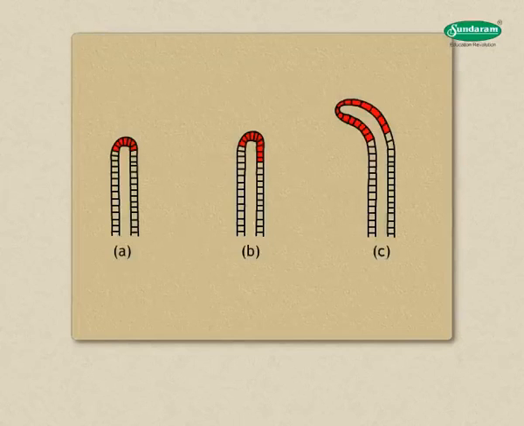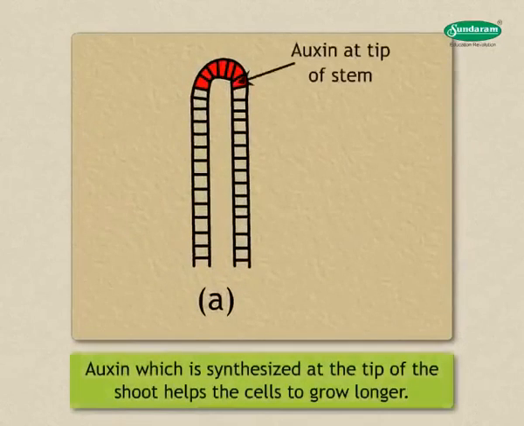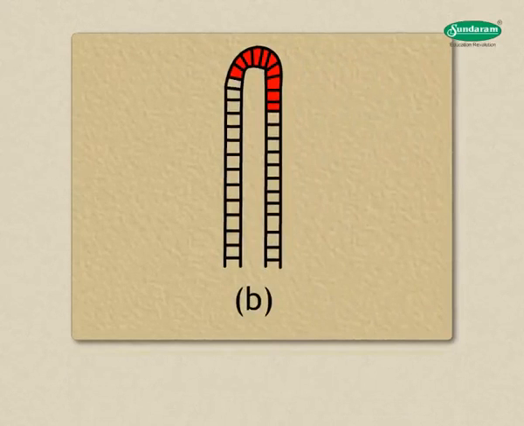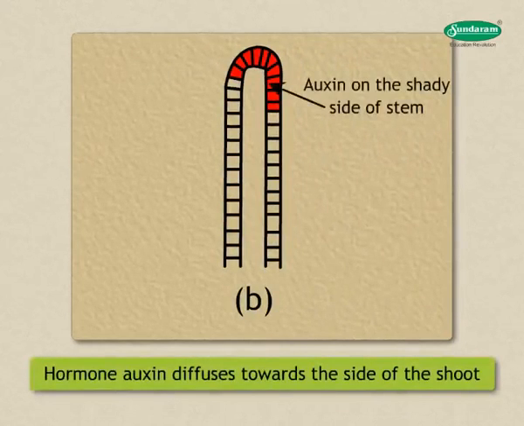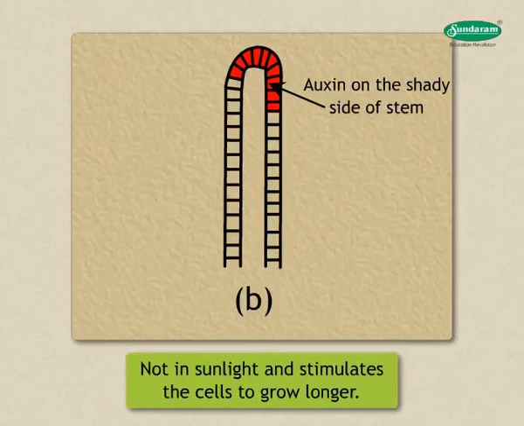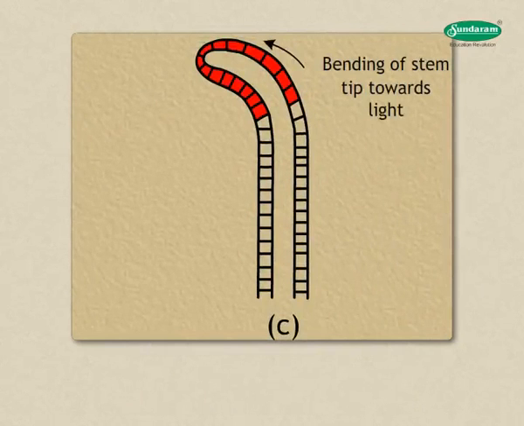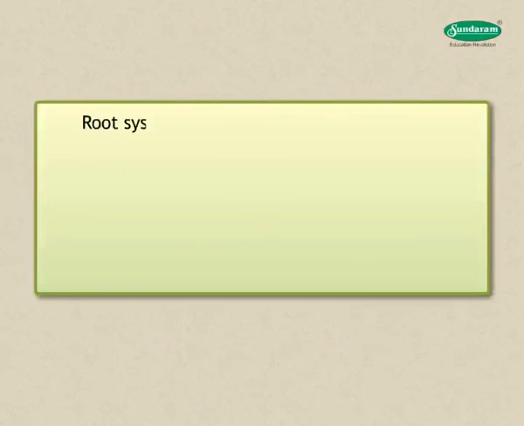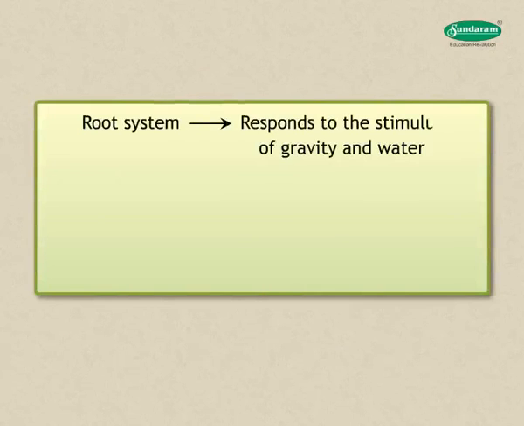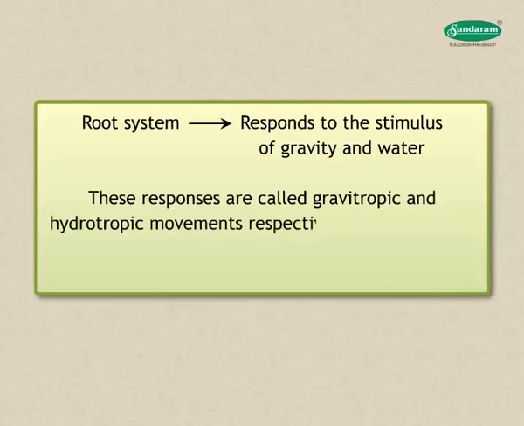When light falls on a part of growing plant, a hormone called auxin, which is synthesized at the tip of the shoot, helps the cells to grow longer. As the light is falling on one side of the plant, this hormone auxin diffuses towards the side of the shoot which is not in sunlight and stimulates the cells to grow longer. Hence the plant appears to bend towards the light. On the other hand, the root system of the plants responds to the stimulus of gravity and water. These responses are called gravitropic and hydrotropic movements respectively.